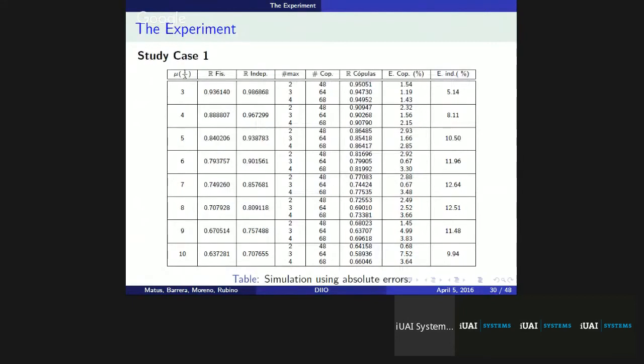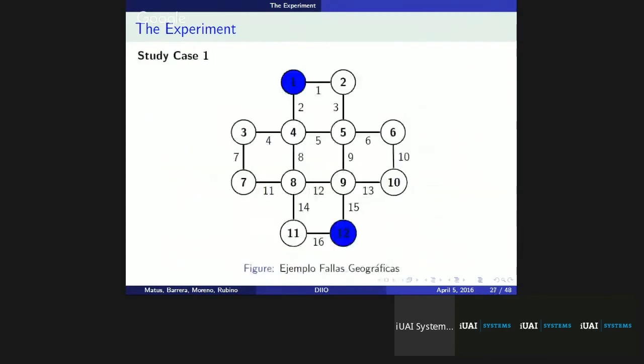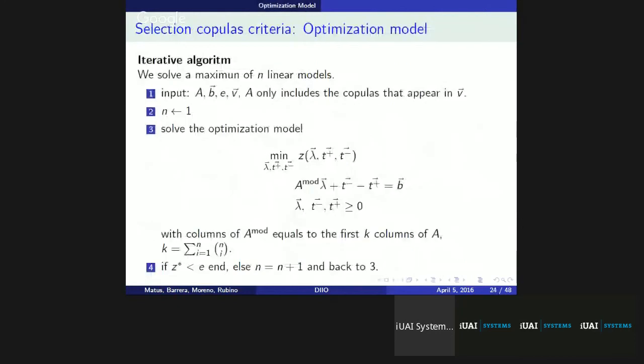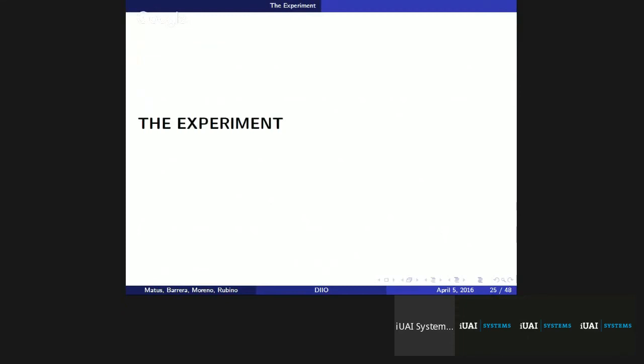Do you have a rule of thumb to say, okay, this is the number of copulas that I'm going to take in order to calibrate the model? We think that there exists a relation between that function and the estimation of the reliability. For that, we stop when we obtain an error less than an arbitrary error. We are studying that.